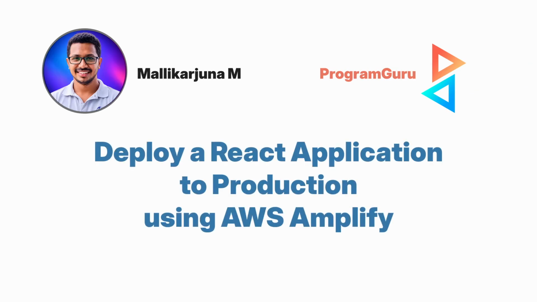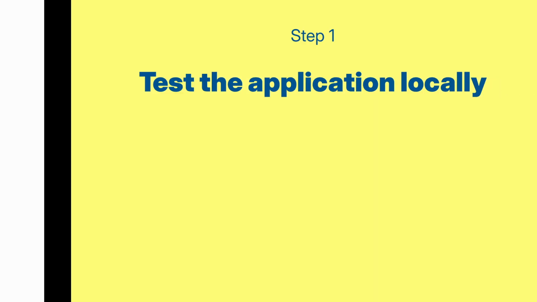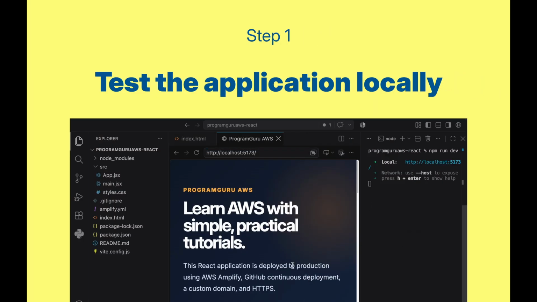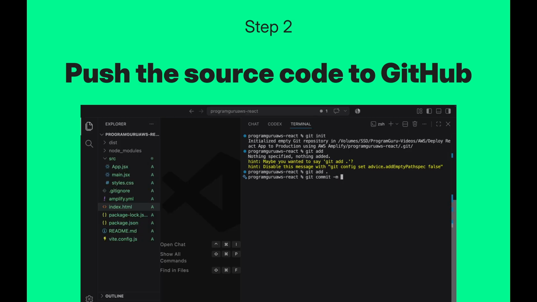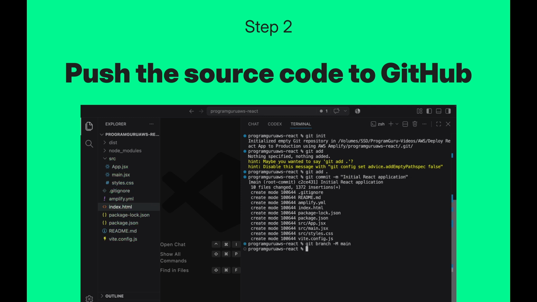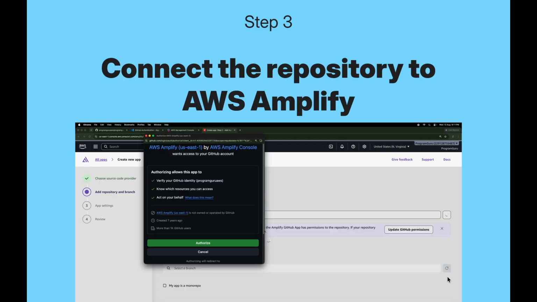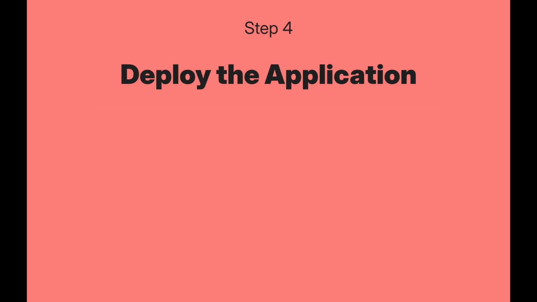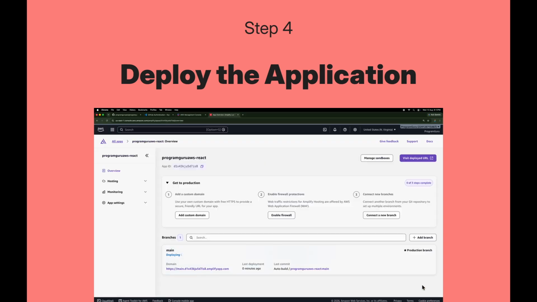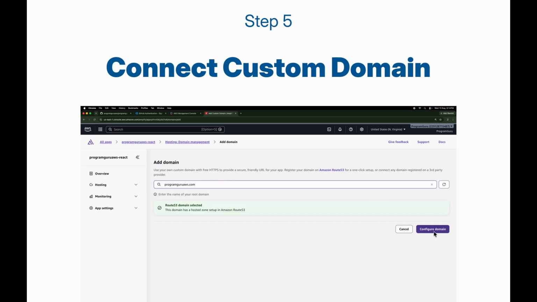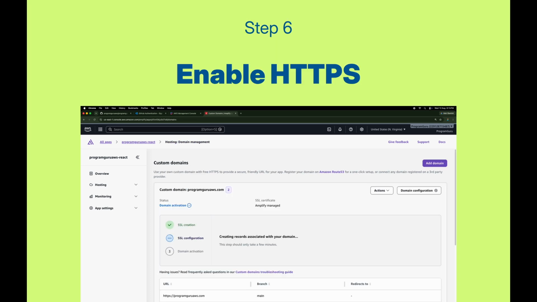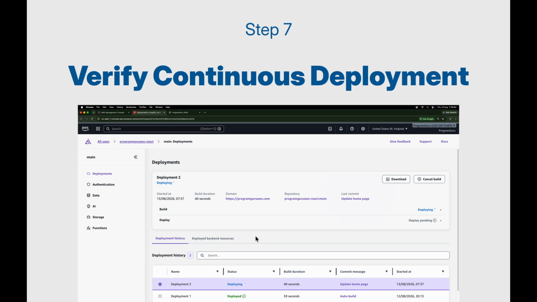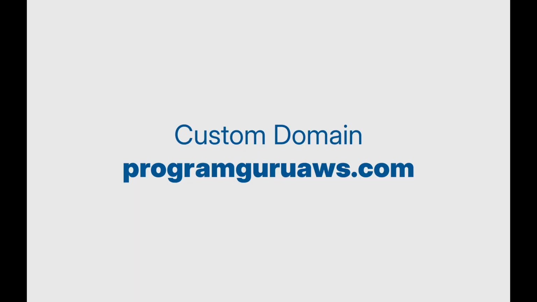In this video, we are going to deploy a React application to production using AWS Amplify. We will first test the application locally, push the source code to GitHub, connect the repository to AWS Amplify, deploy the application, connect our custom domain, enable HTTPS, and finally verify continuous deployment by pushing an update. For this demonstration, we are using the domain programguruaws.com.